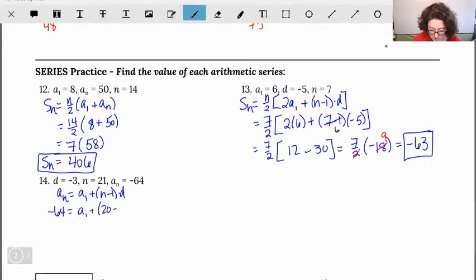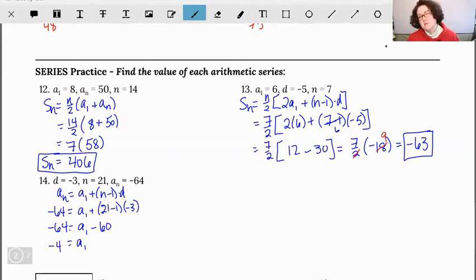So 21, sorry, my brain's jumping ahead, because 21 minus 1 gives us 20. And our common difference is negative 3. Only one variable left, let's solve for it. So negative 64 equals a sub 1 plus 20 times negative 3. So that's really going to give us a negative 60. Add 60 to both sides. A sub 1 equals negative 4.